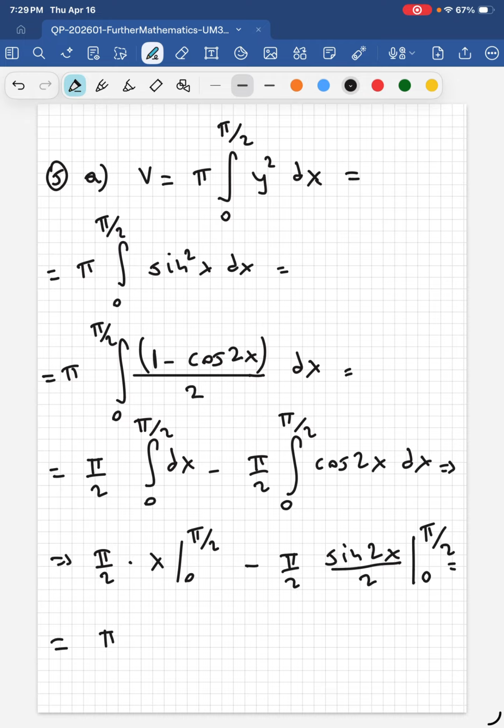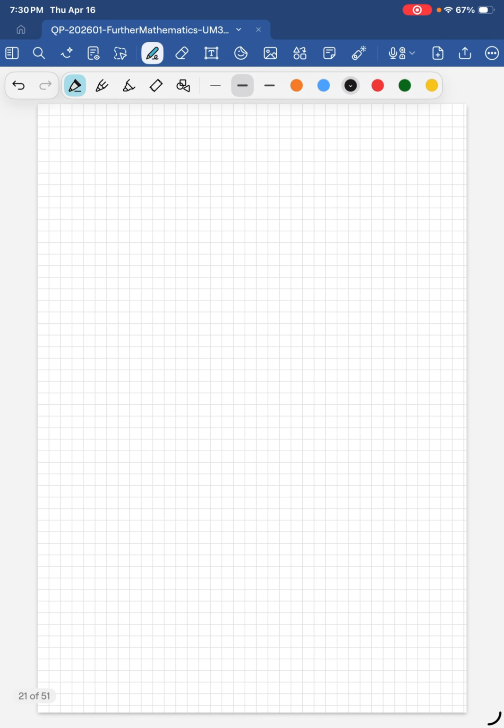So we have pi over 2 times pi over 2 minus 0, and then minus pi over 4, and then the sine of 2 times pi over 2 is sine of pi, minus sine of 0, both of which are 0. So we get a very nice result for the volume as pi squared over 4. Okay, this is a nice result. Okay, so part A is done.